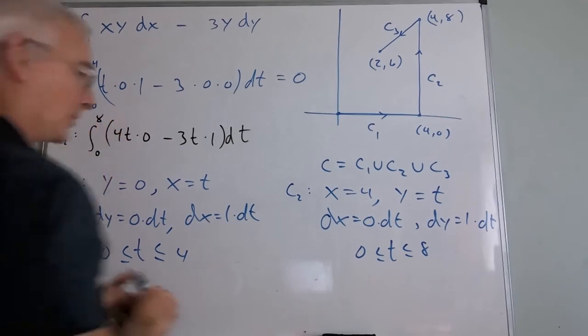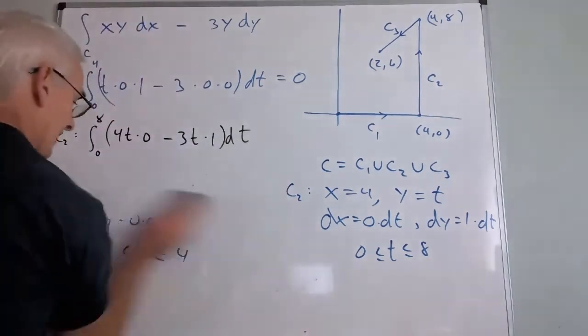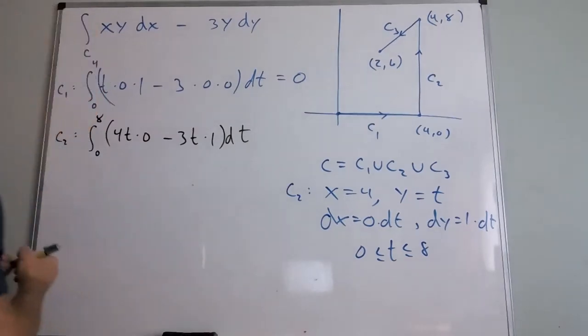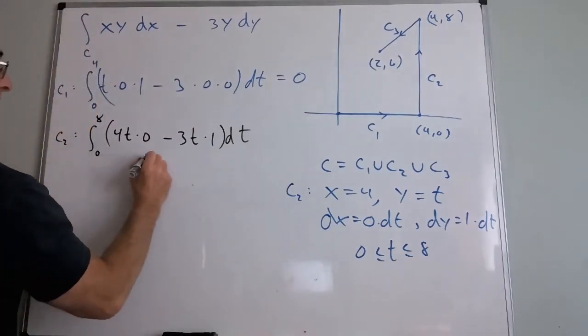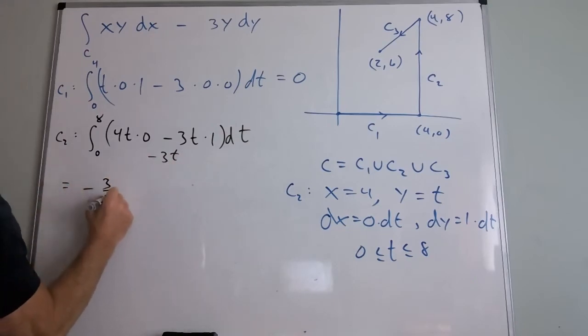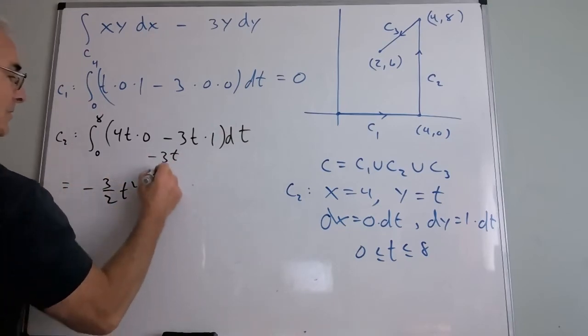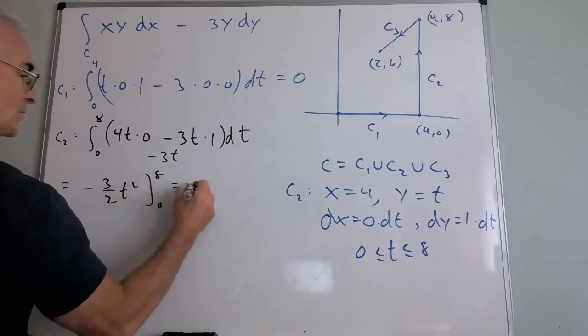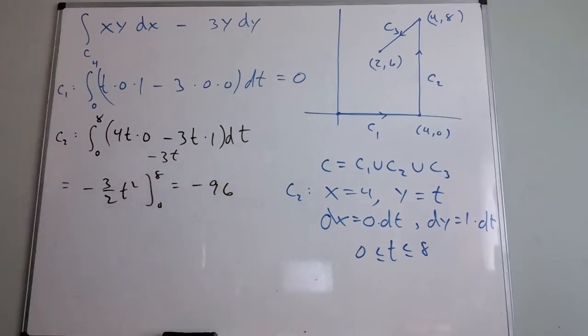All right, so let me erase this. We already have that. So this is the integral, if you will, of just negative 3t. So this will equal negative 3 halves t squared from 0 to 8, which would be negative 96. Now we have one more path, C3.